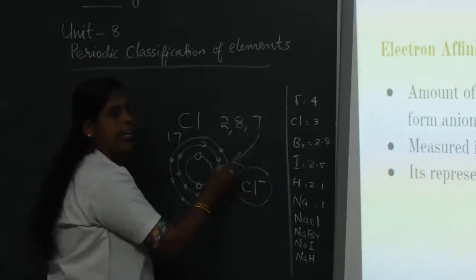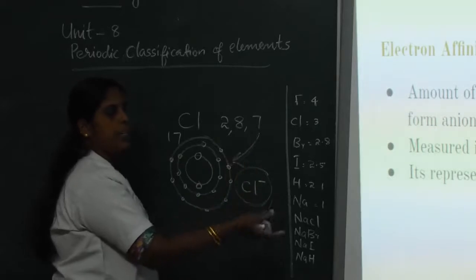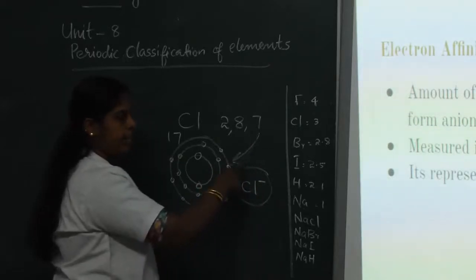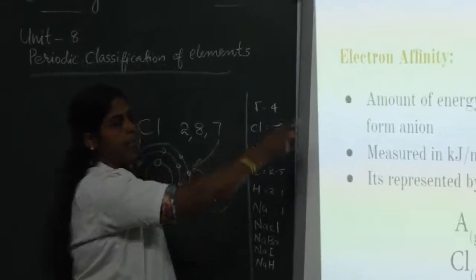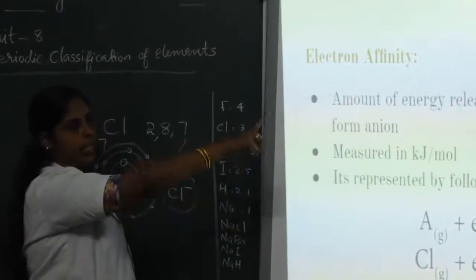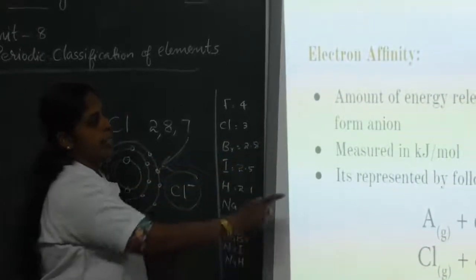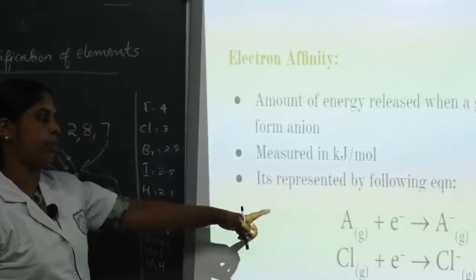When 1 electron is added, energy is released. When 1 electron is removed, energy is added. Here, the energy-releasing process is known as electron affinity. When an electron is attracted, energy is released, and that is known as electron affinity. It is also measured in kilojoule per mole. It is represented by the following equation.